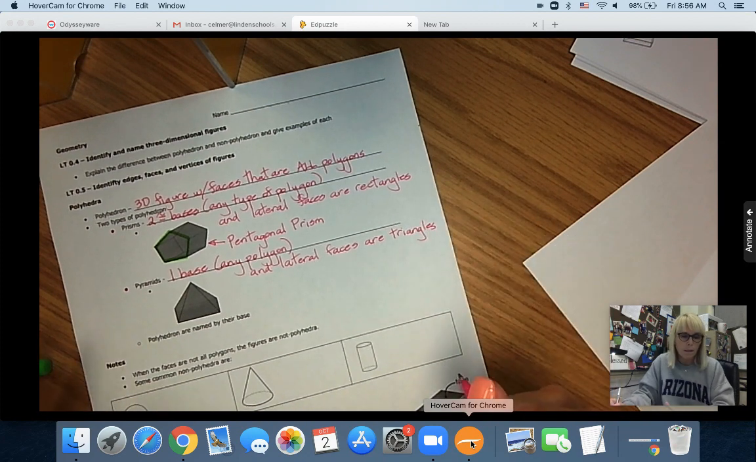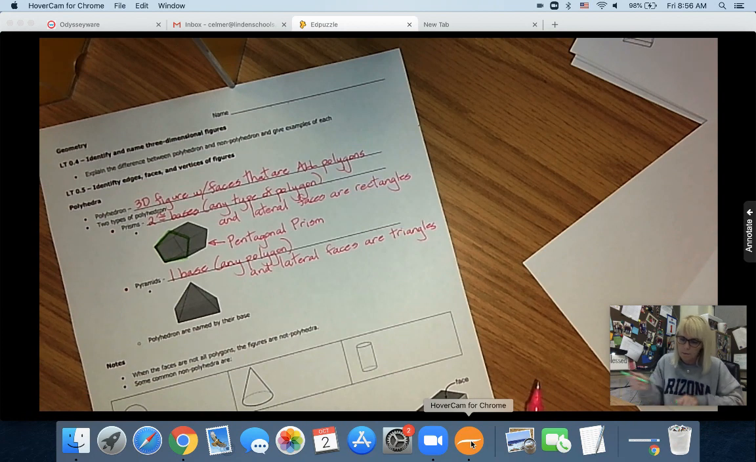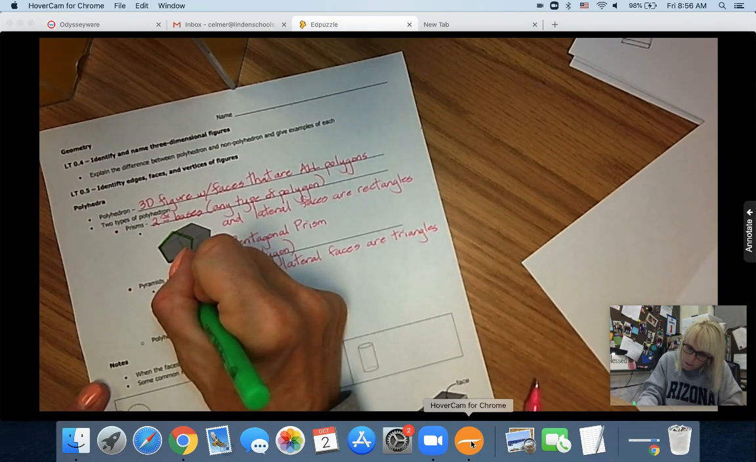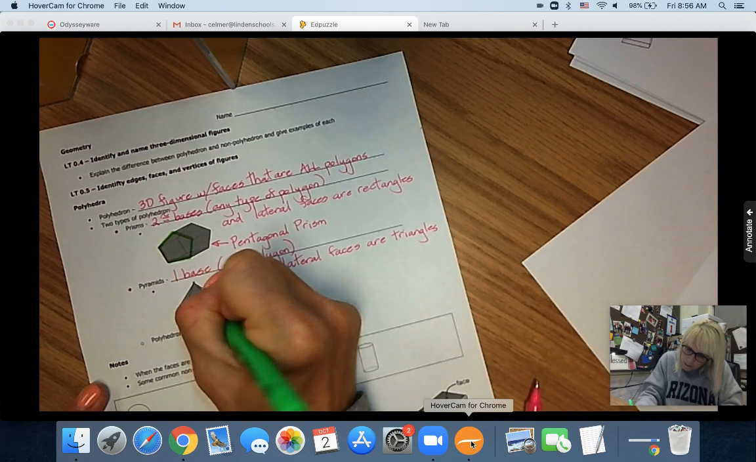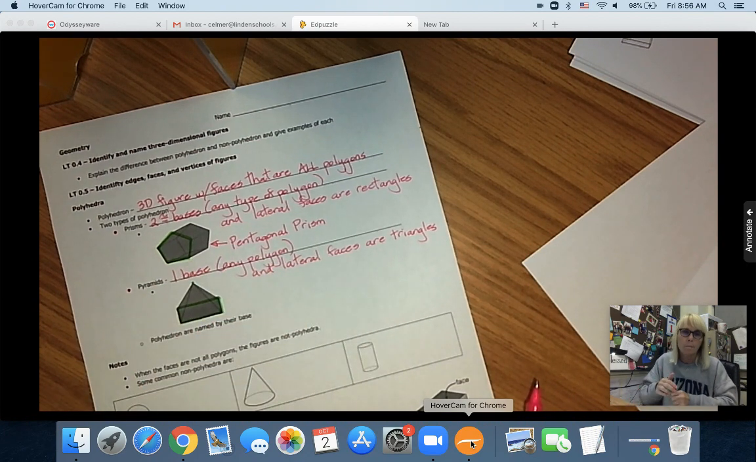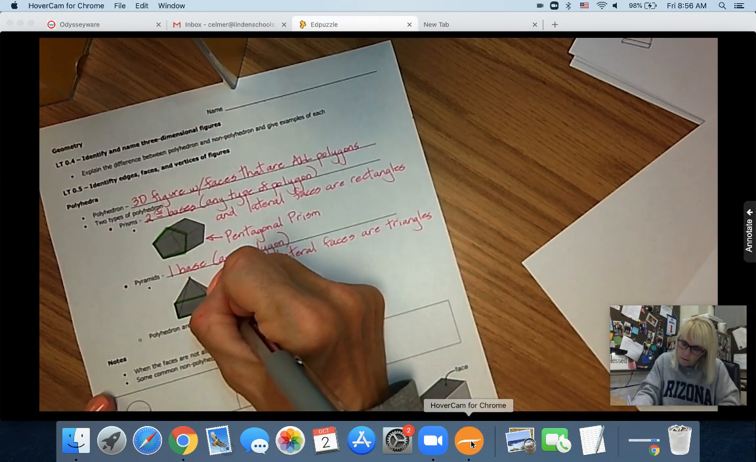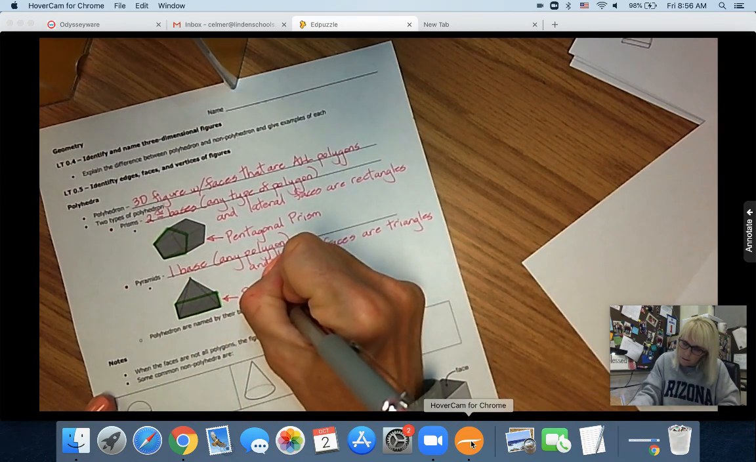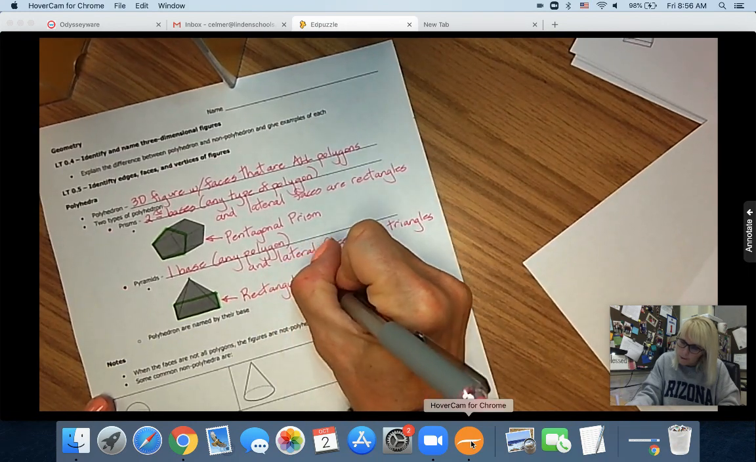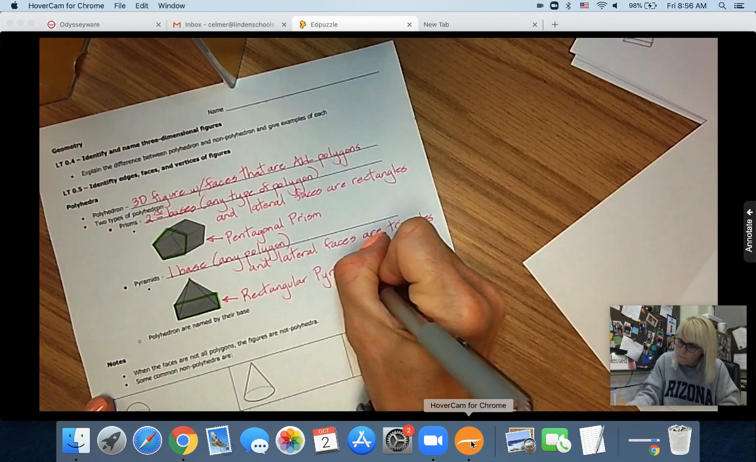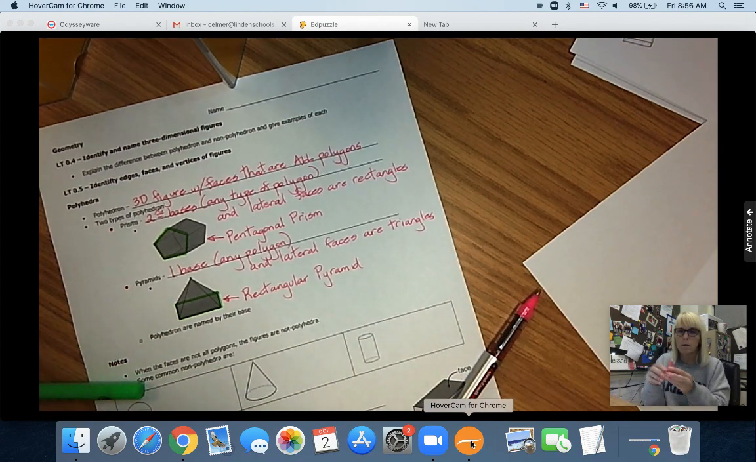And we name these similarly to the way we name prisms. Okay, first we identify that it is a pyramid because it comes to a point. Then we look at the base. What shape is the base? In this case, the base is a rectangle, so we would call this a rectangular pyramid. And we would call this one, it's a pyramid, right? Because it comes to a point. We would call this one a triangular pyramid. Okay, so those are the polyhedron naming protocols.